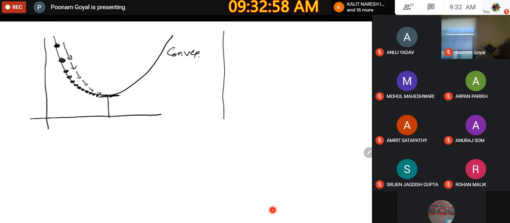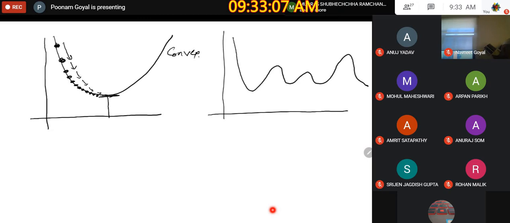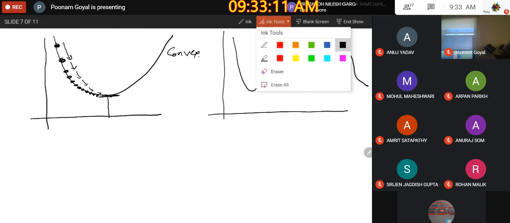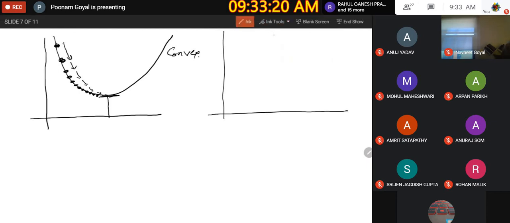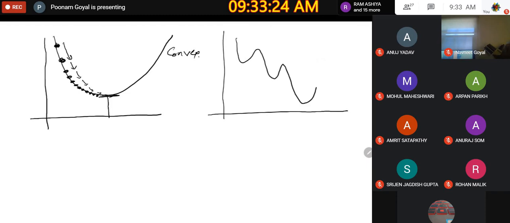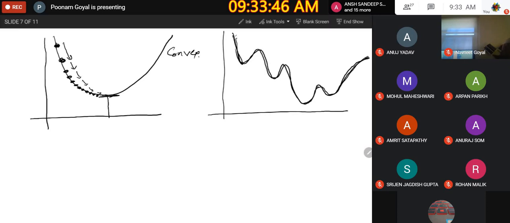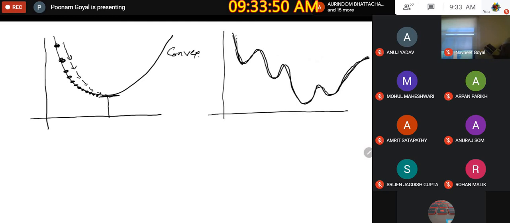But if the problem is that of, okay, this is not a good curve, so let me draw it again. Now suppose my curve is like this. So what are the issues? I'm trying to make it a little bit smoother. Suppose my starting point is here. Where will I go? Where will I reach?